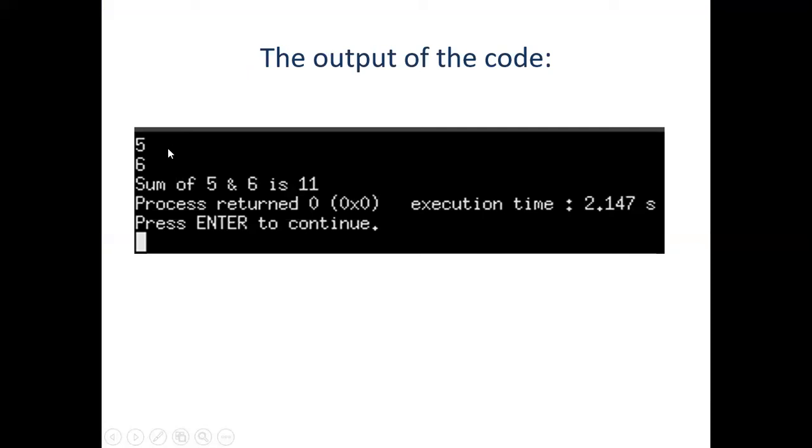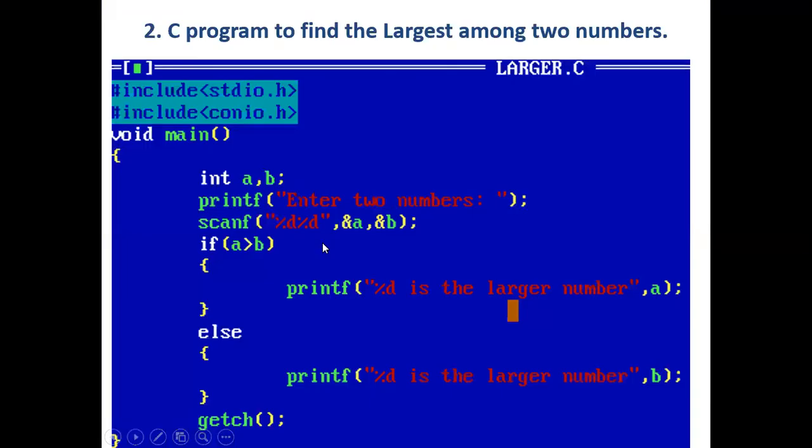And here is the output. We are reading two numbers, 5 and 6. Now the result is displayed as sum of 5 and 6 is 11. The next program is to find the largest among two numbers.